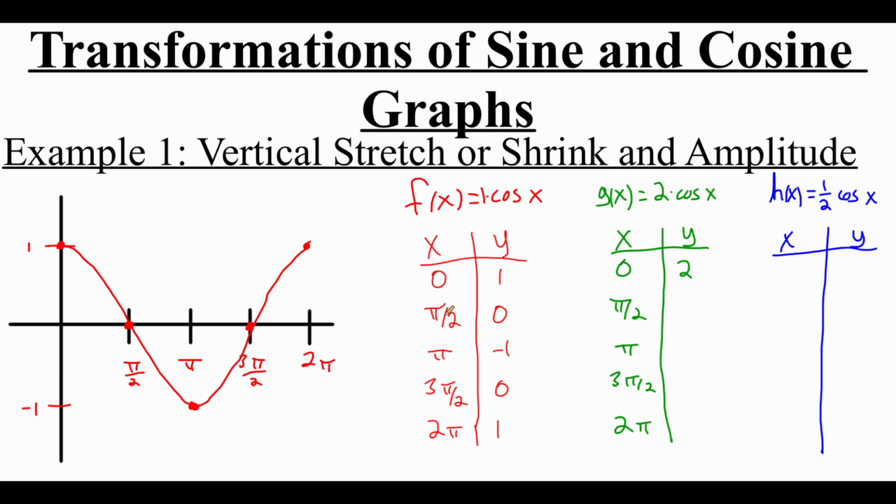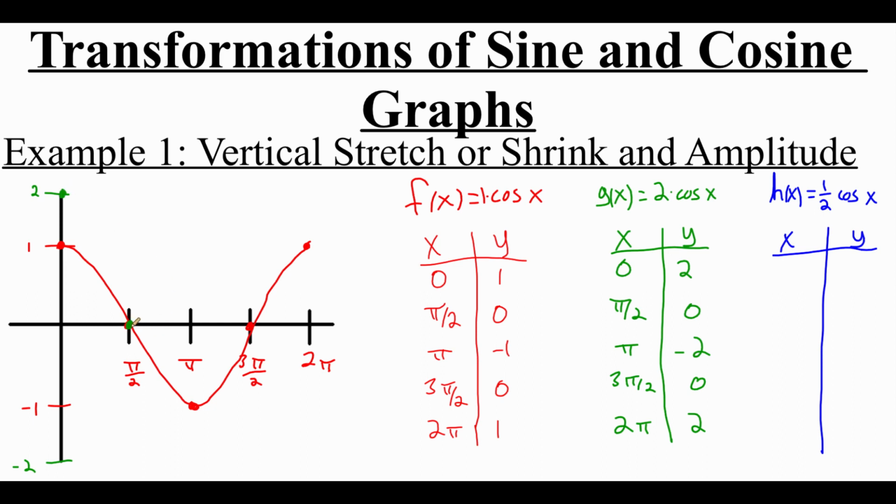For my next ordered pair, I had pi over 2, 0. But if I take the 0 times 2, I still get 0. Then for my next point, I'm going to have to take the 2 times the negative 1 to get negative 2. 2 times 0 is still going to be 0, and 2 times 1 is going to be 2. So now I get all of these new ordered pairs to plot out on my graph. So I'm going to say that 2 is up here, and I'm going to say that negative 2 is down here. So at 0, I'm supposed to be up at 2.